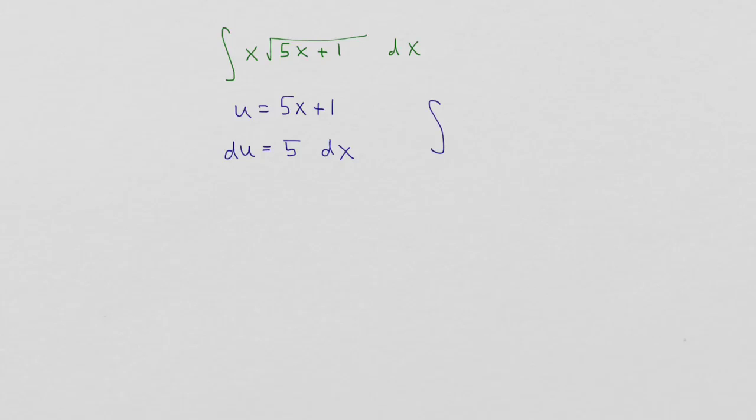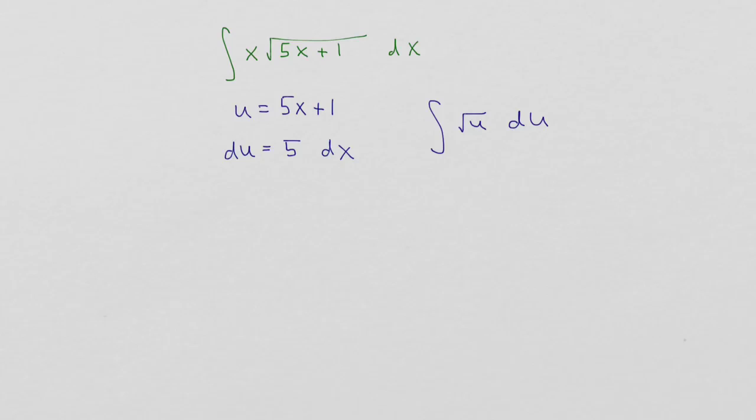If I try integrating the square root of u, when I write du, the trouble is I'm writing 5 times dx, and there's two problems with this. One of them is that I'm missing out on this x. I'm not generating an x, and the other problem is that I'm getting an extra 5. So let's focus on the first problem and try to deal with this extra factor of x.